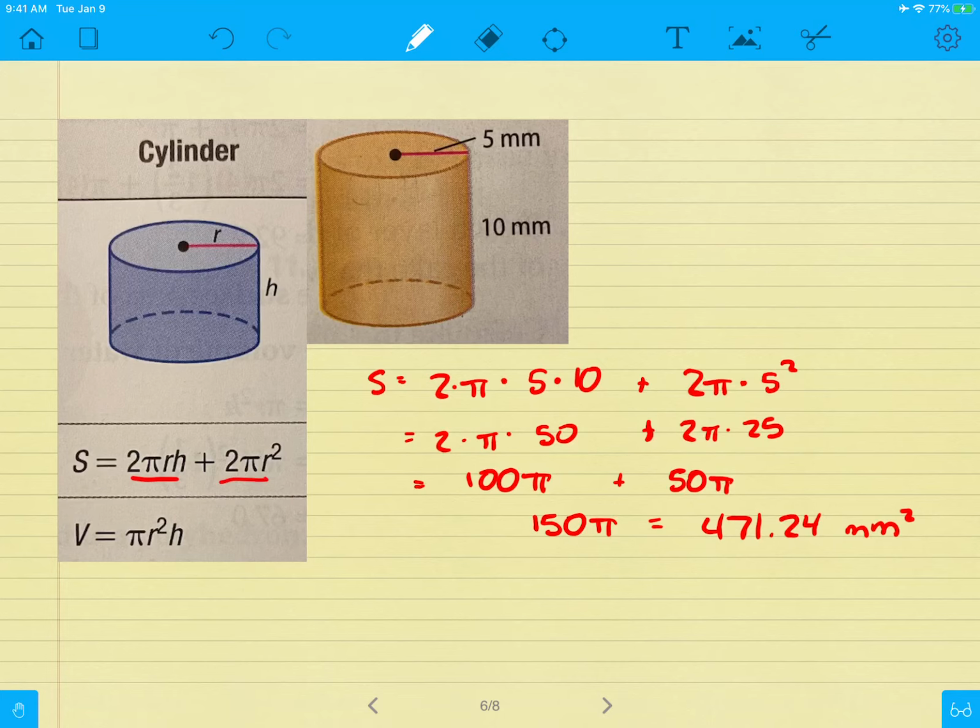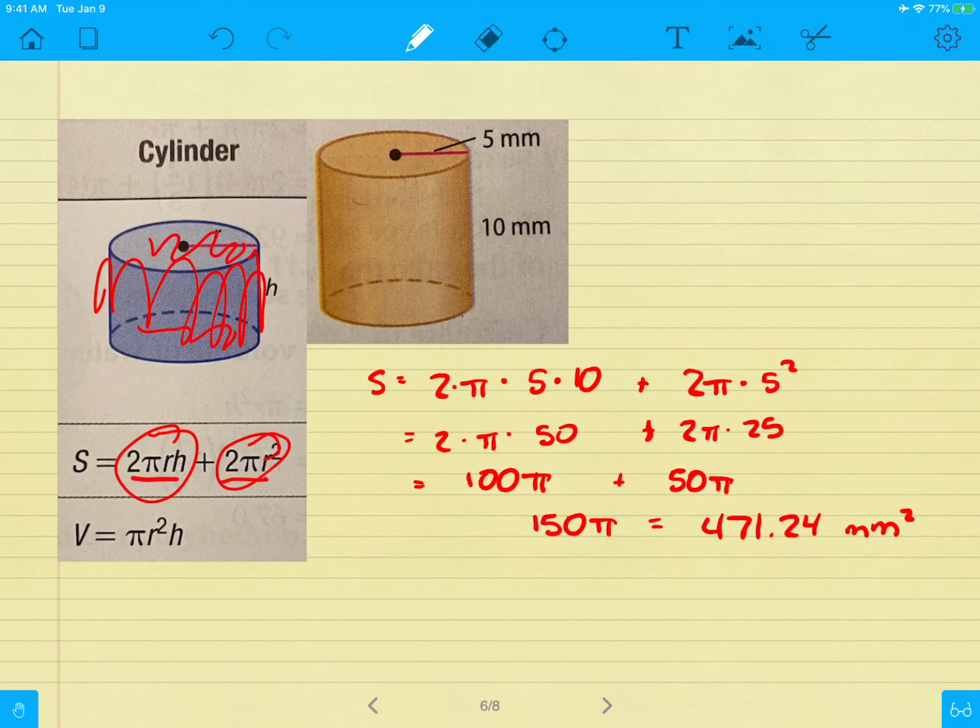What it's actually doing is finding the area of the two circles, top and bottom. That's this part. And then the body of the cylinder, like the actual tubing itself, the whole body is made from this formula. It's a rectangle. It just doesn't look like it.